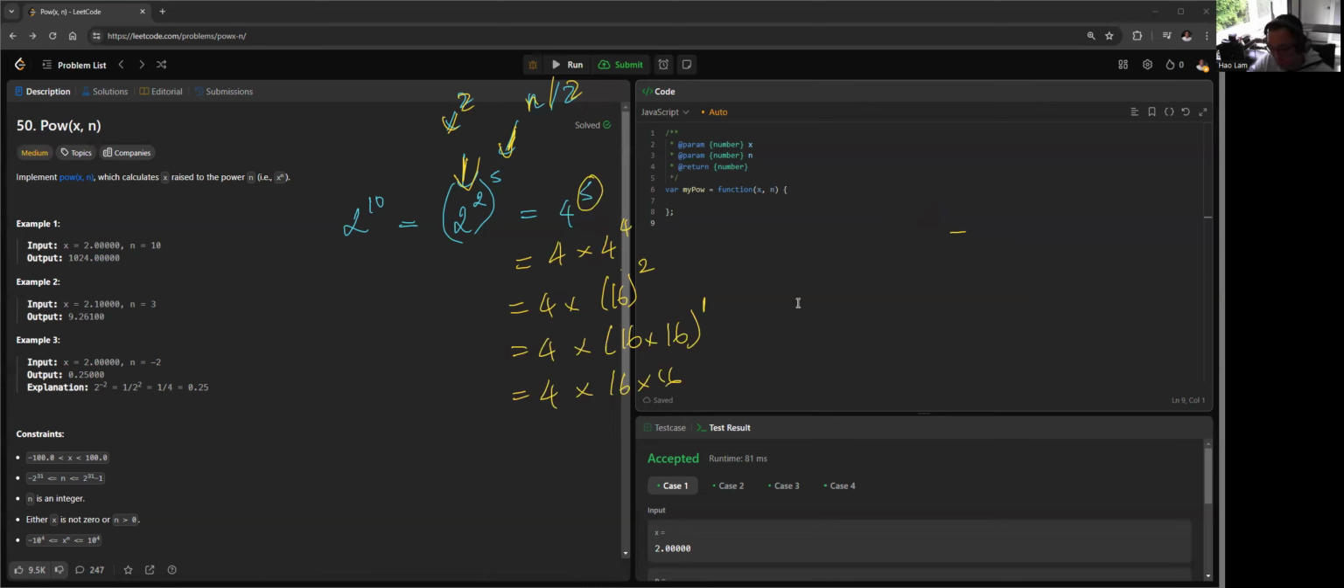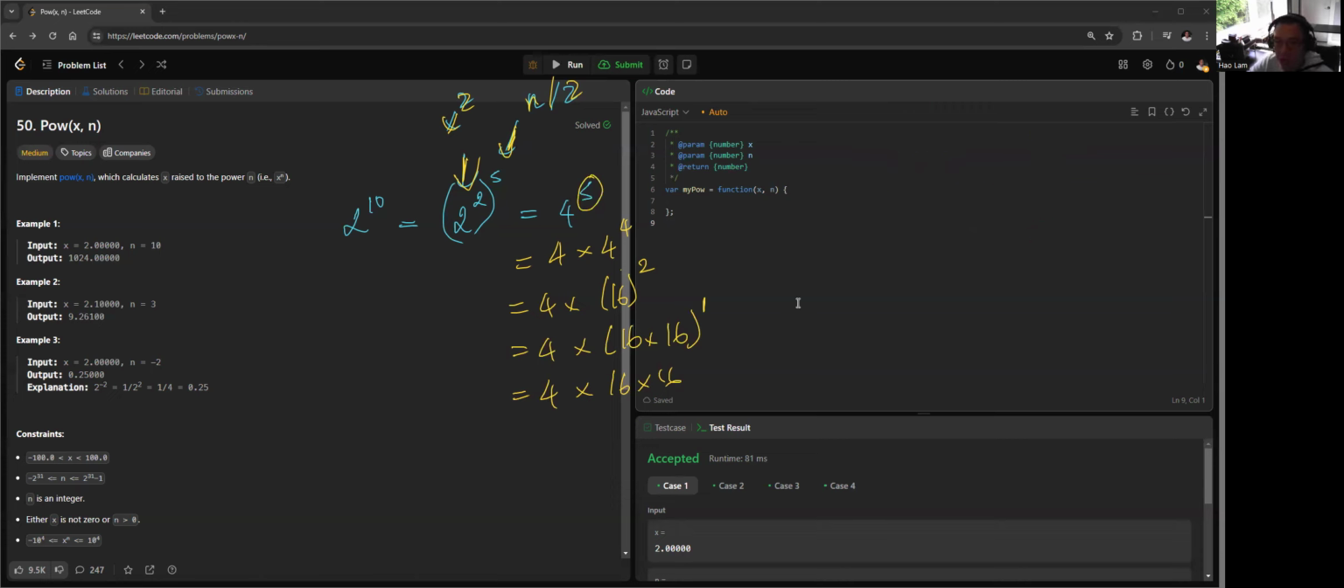Okay, so what about when we see a negative number? Let's say we have 2 to the negative 2. This is equivalent to 1 over 2 to the 2, which is 1 over 4. So when we see a negative exponent, we can change the sign of the exponent to positive and then invert x, so it becomes 1 over 2.